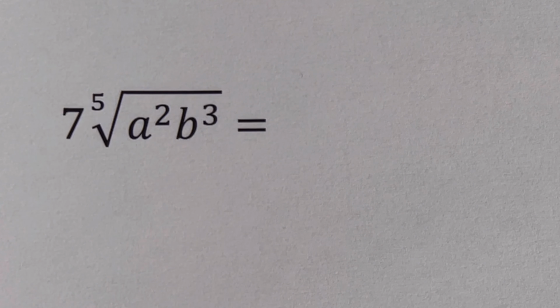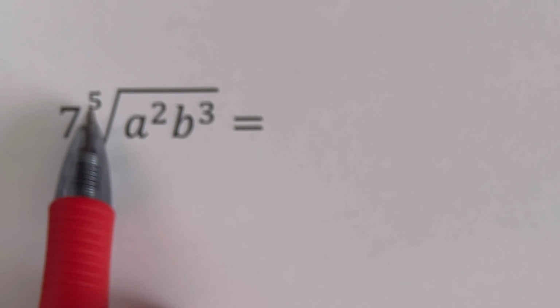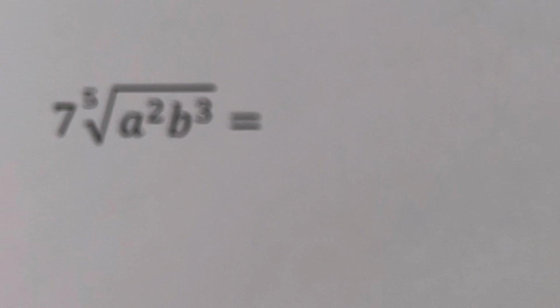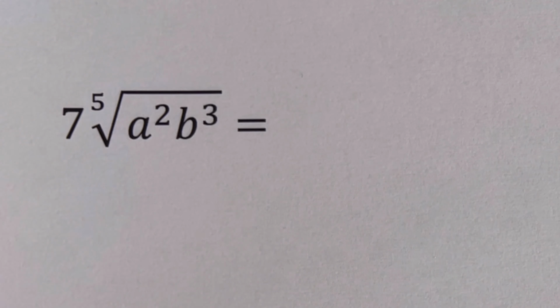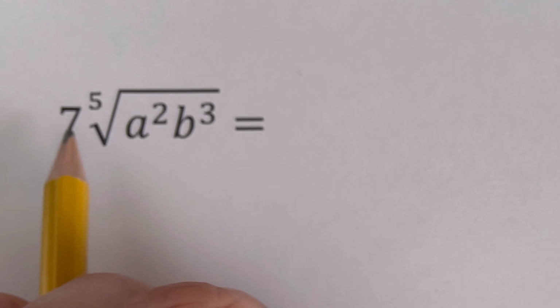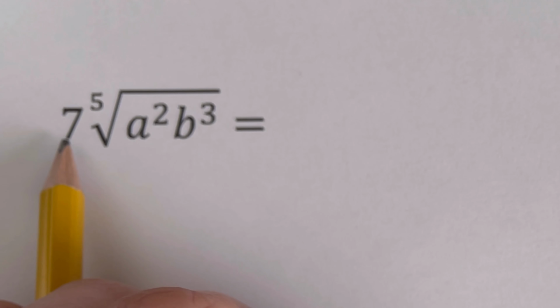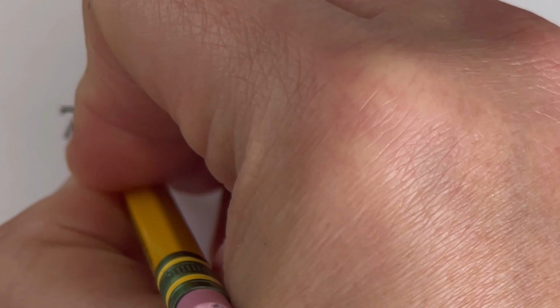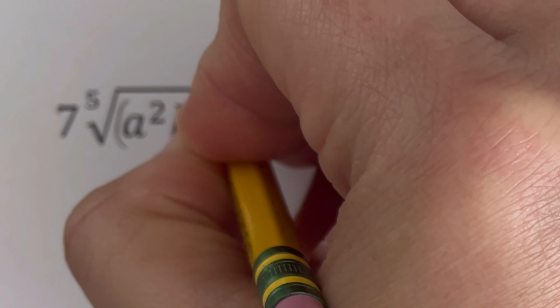So this problem is read as 7 times the 5th root of a squared b cubed. So how do we simplify this? Please remember that the 7 is outside the radical symbol. This is the coefficient of the expression.